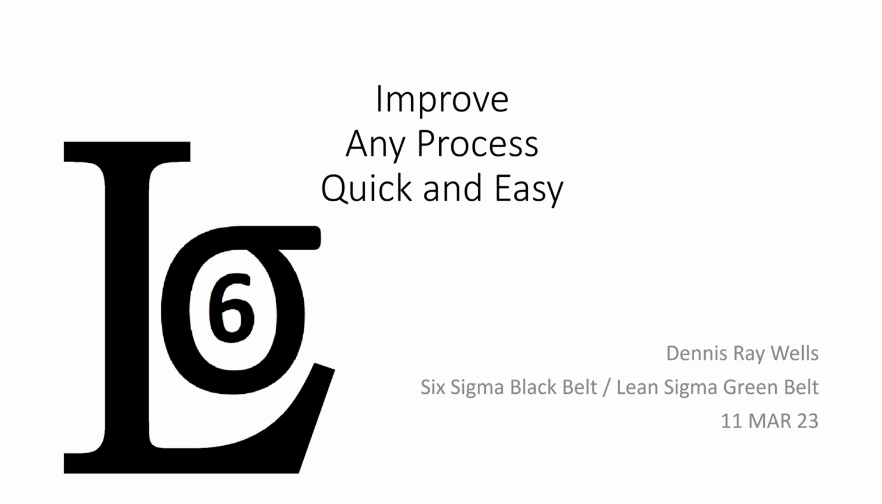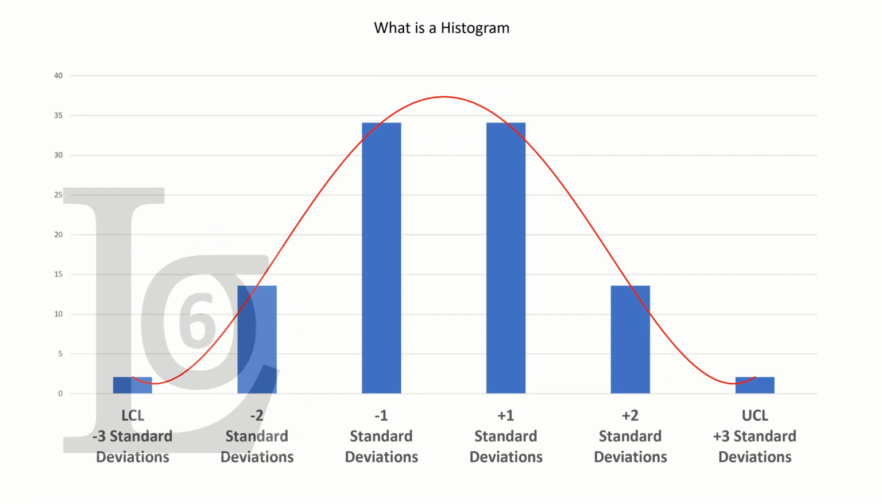I'm going to show you a tool that's often overlooked, which can help you improve any process very quickly. We're going to start with a histogram. A histogram basically puts a data set into buckets, where the y-axis is the number of times that data is in that bucket. There are 6 buckets in a histogram based on standard deviation.